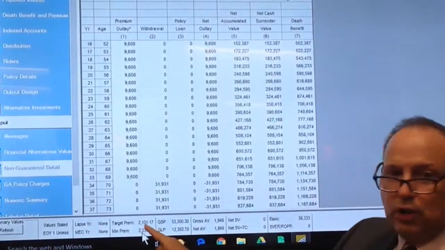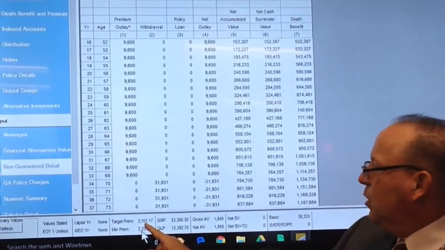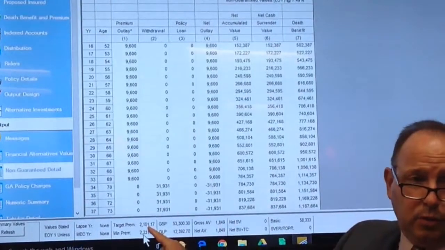And what about the target? What was the target before? 6303, now it's 2,100. So the target went down by two-thirds.